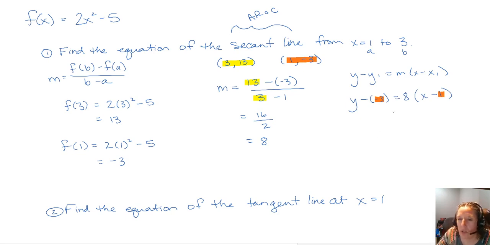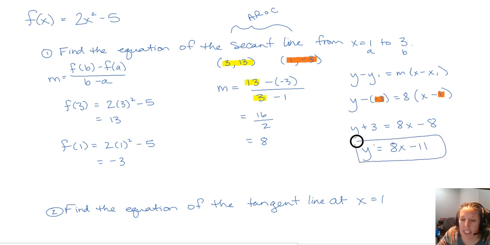Okay, if we go ahead and solve that for y, distribute 8. Y minus a negative 3 is going to be the same as y plus 3. Distributing that 8, we get 8x minus 8. And then to finish solving this for y, we get y equals 8x, and then when we subtract 3 from both sides, 8x minus 11. That is the same equation we would get if we had used the 3 and the 13 instead of the 1 and the negative 3.